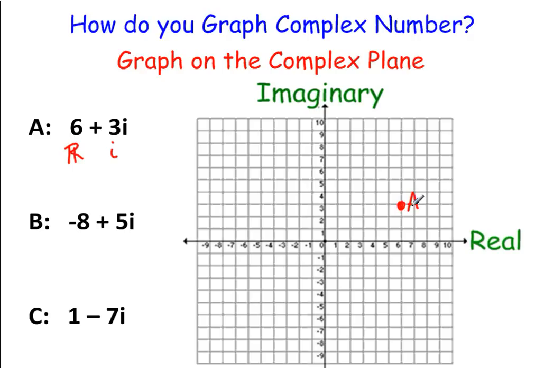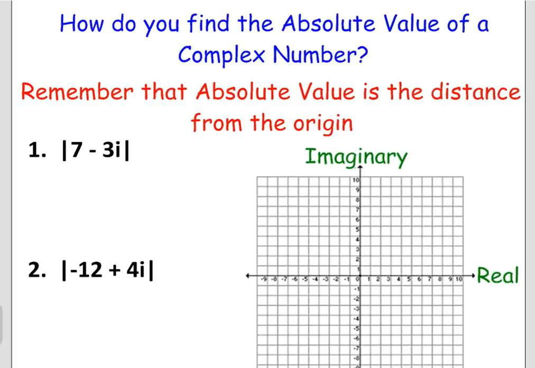So this is where point A would be. If I wanted to graph negative 8 plus 5i, remember I'm going to go negative 8 on the real, up 5 on the imaginary. And this is where point B would be. If I wanted to go 1 minus 7i, this is my real, this is my imaginary, I'm going to go positive 1 on the real, down 7 on the imaginary, and this is where point C would be. And that's how we graph our complex numbers. But we have to graph it on what we call a complex plane, not a coordinate plane where it's x and y.